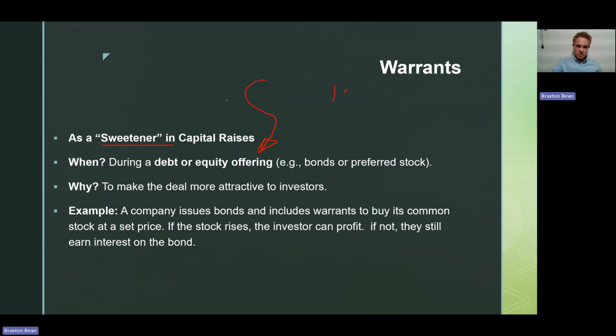So instead of paying 10% for their debt, maybe they give you a bunch of stock options, a bunch of warrants, and now they pay you 5% interest. Because this is debt, they pay you 5% instead of 10%, but you get the stock options. And the company loves this. This very much helps the company issuing the debt, because they are now able to issue twice as much debt, because they just cut their interest expense in half.